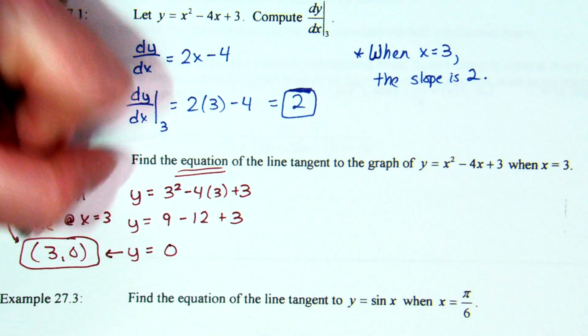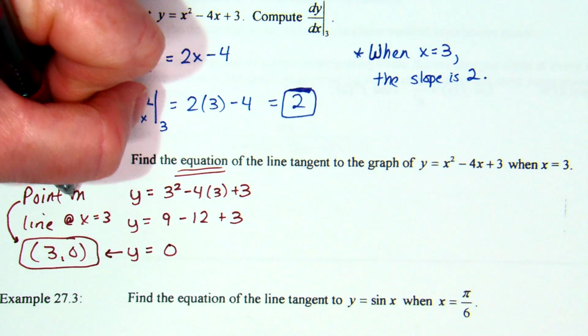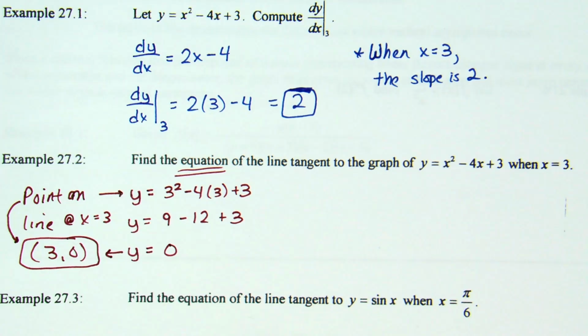Okay, that's what that is. And our work is by plugging the 3 in there. Now, we have a point on the line, yes? 3, 0. It's not the y-intercept, but we can make that, we just need a point to get us started.